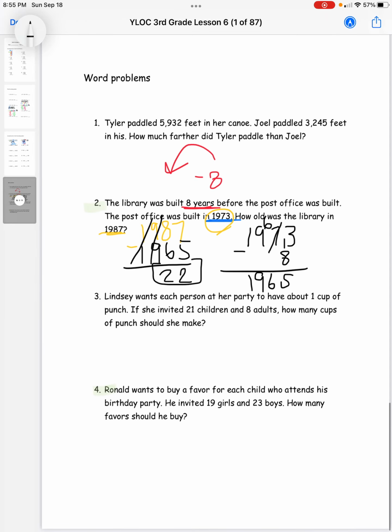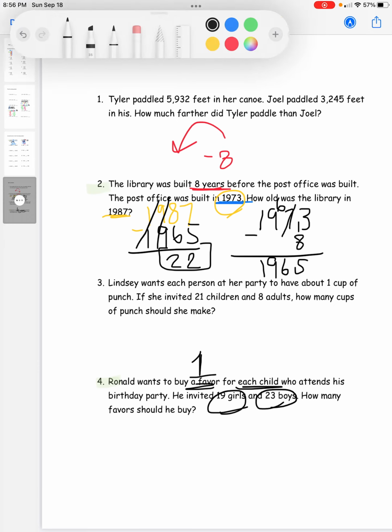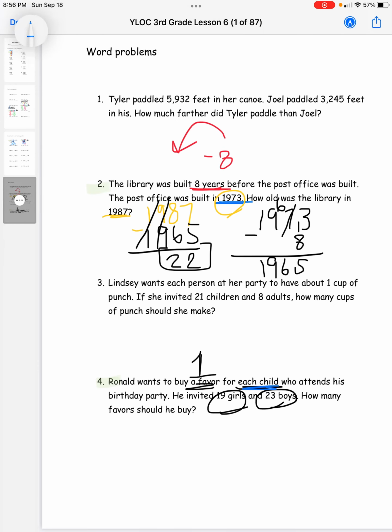And then number 4. Ronald wants to buy a favor, so 1 favor for each child that attends his birthday party. He invites 19 girls and 23 boys. How many favors should he buy? We need to find the total amount of children that came to his party. So 19 girls plus 23 boys. 9 plus 3 equals 12. 1 plus 1 plus 2 equals 4. So 42 children attended, but he wants to buy 1 favor for each child.